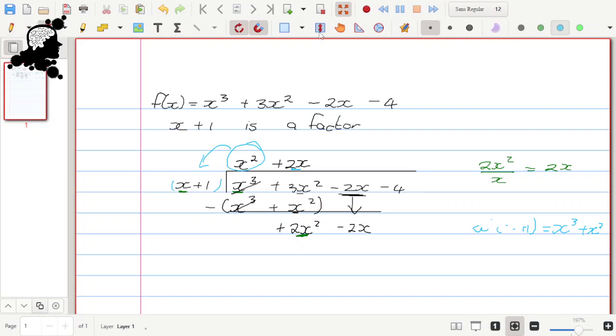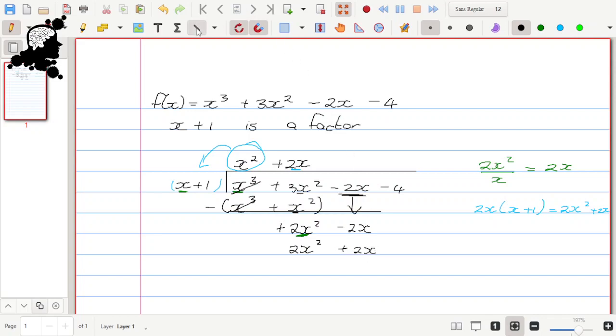Let me just get an eraser up here to erase what we've done previously. So now we are multiplying out the 2x with the x plus 1. If you multiply this out, you're going to get 2x squared plus 2x. And I'm going to write that right underneath our factors. So 2x squared plus 2x.